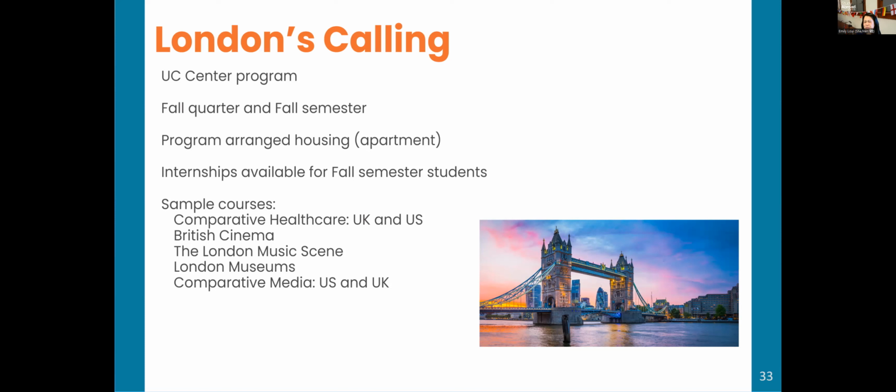The thing that is really cool about this program is that all the courses are really unique to London. So you're really taking advantage of being there and really getting to know the area. So again, this is one of our most popular programs. Students love it. They say they really left feeling like they really got to know London, both academically and socially, just from living there.